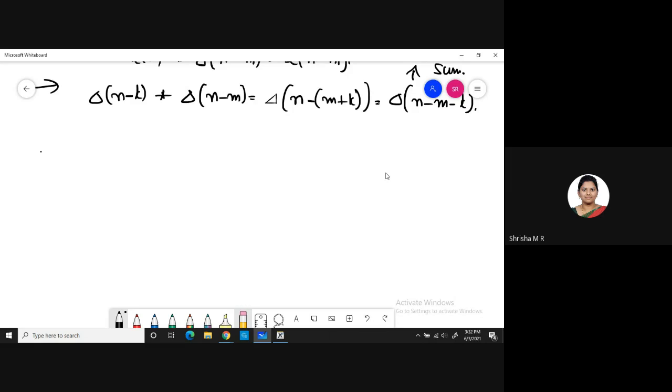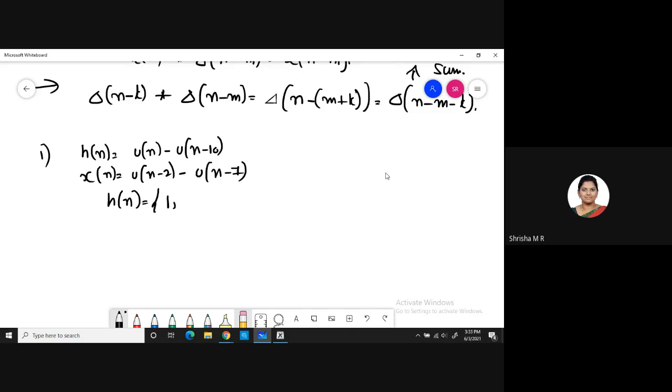So I had given you one problem where your h of n was equal to u of n minus u of n minus 10 and x of n was u of n minus 2 minus u of n minus 7. So did you all do this? Your h of n was a signal which was existing from 0 to 9: 1, 2, 3, 4, 5, 6, 7, 8, 9.